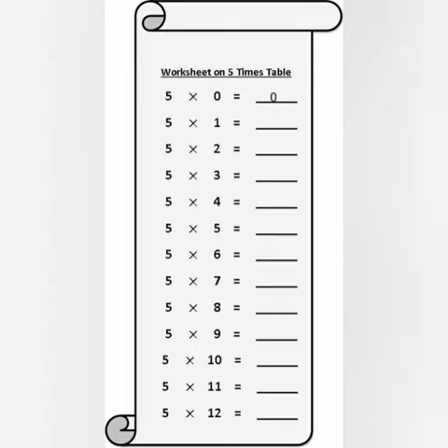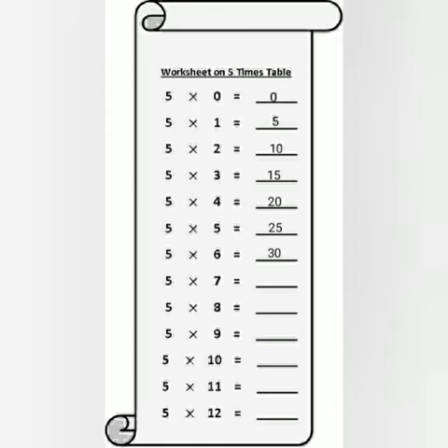5 times 0 is 0. 5 times 1 is 5. 5 times 2 is 10. 5 times 3 is 15. 5 times 4, 20. 5 times 5 is 25. 5 times 6, 30.